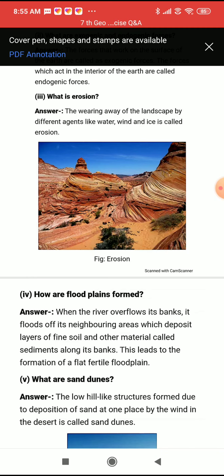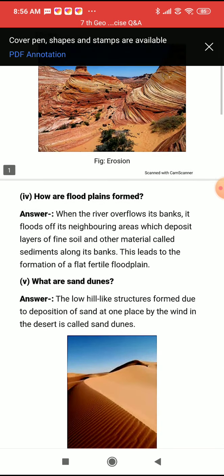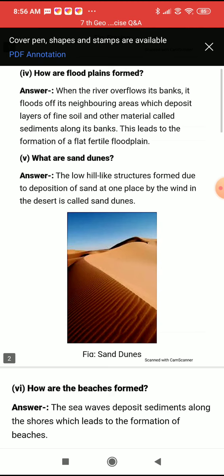Next is the fifth question, what are sand dunes? Students, we have done it at page number 17, when we talked about the work of wind, right? What are sand dunes? The low hill-like structures formed due to deposition of sand at one place by the wind in the desert are called sand dunes. We also talked about mushroom rocks. Sand dunes are made by sand only, and they are found in deserts, right? Next you can see the picture of sand dunes is also given here.